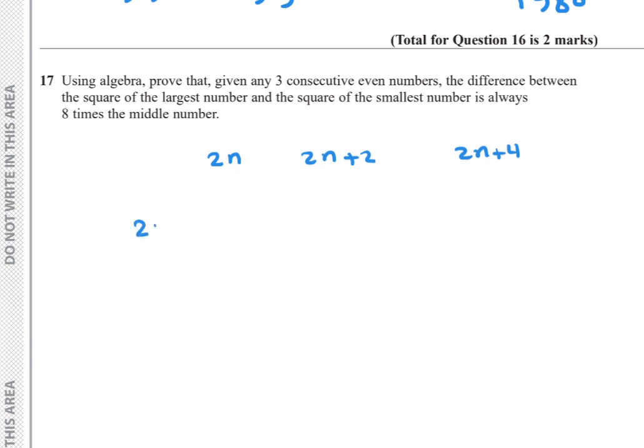So 2n plus 4 all squared minus 2n all squared equals, expand 2n plus 4. You can expand directly. 2n times 2n, 4n squared. 4 times 4 equals 16. 2 times 4, 8. 8 times 2n, 16n.